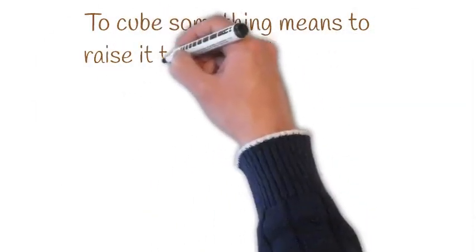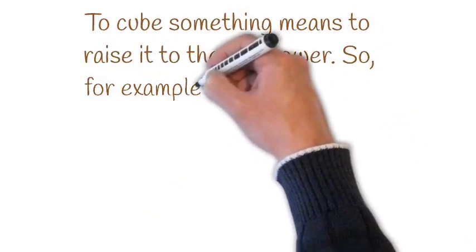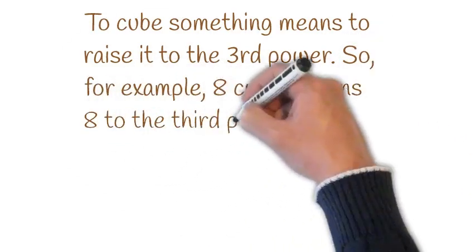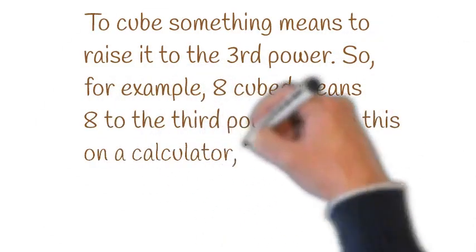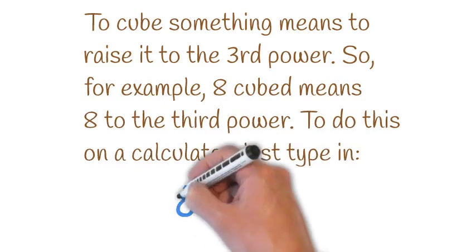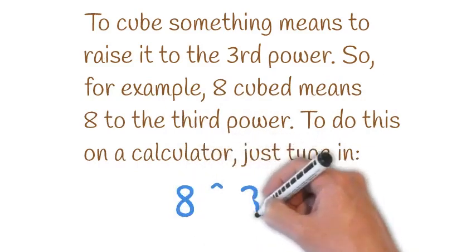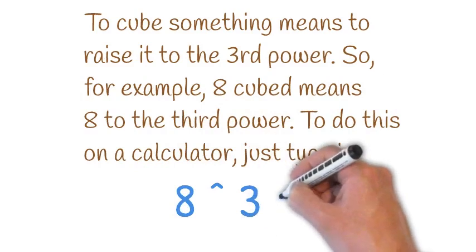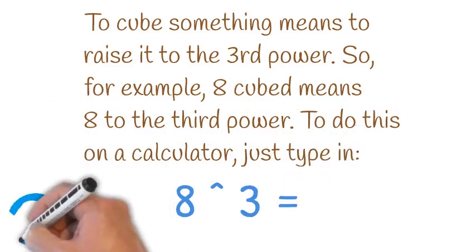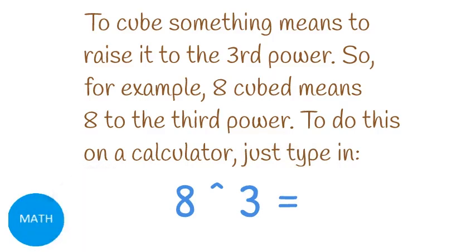To cube something means to raise it to the third power. So, for example, 8 cubed means 8 to the third power. To do this on a calculator, just type in 8, and then the power button, which is that caret, to the third, equals, and you'll get 8 cubed.